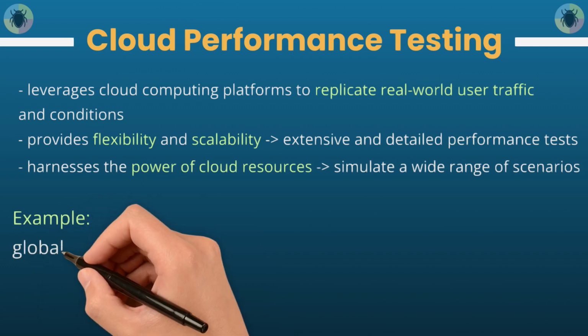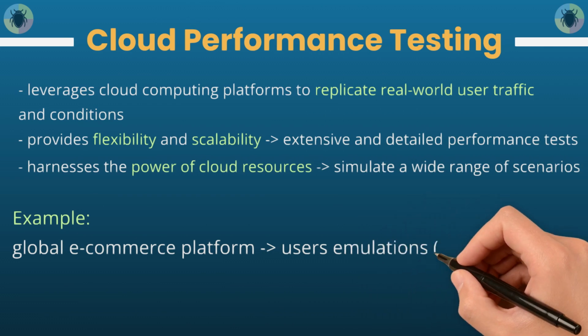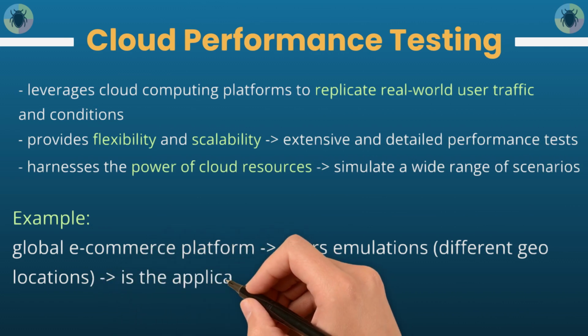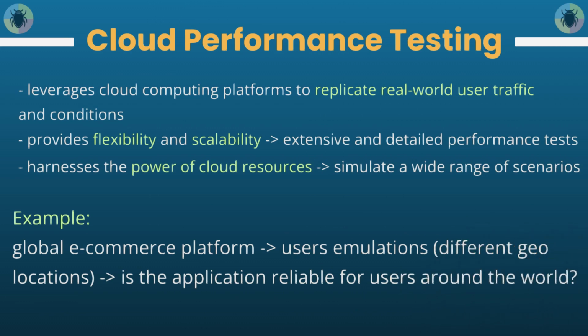Example: imagine launching a new feature for a global e-commerce platform. Using a tool like BlazeMeter, you can emulate thousands of users from various geographical locations simultaneously. This setup helps you gauge how well your application performs under diverse conditions, whether it's a high volume of traffic during a major sale or varying internet speeds across different regions. This global testing capability ensures that your application remains responsive and reliable for users around the world, providing you with actionable insights to optimize performance and improve user experience before the feature goes live.